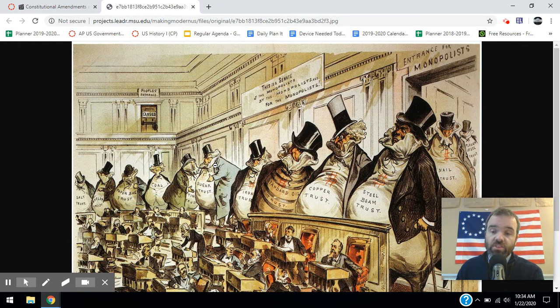So the 17th Amendment was supposed to give power back to the people, and it says that the Senate will be selected by the people rather than by the state legislatures as originally specified in the Constitution.